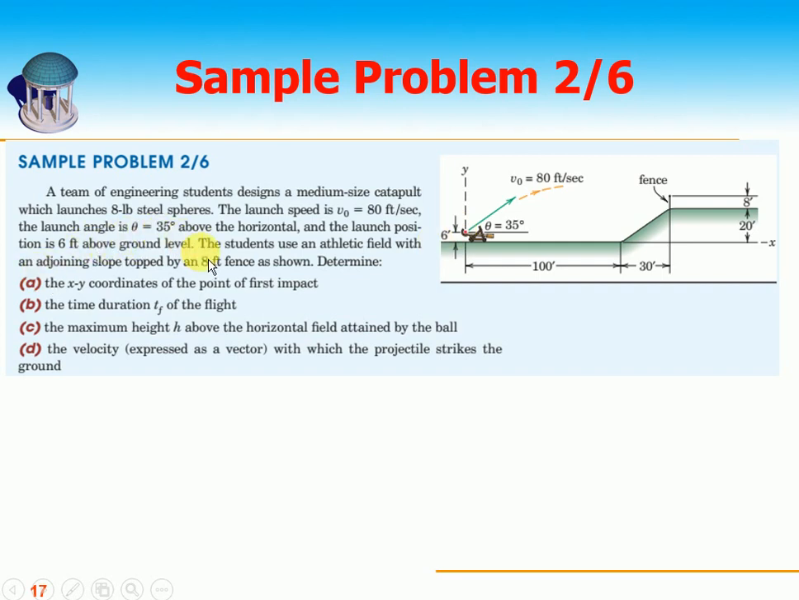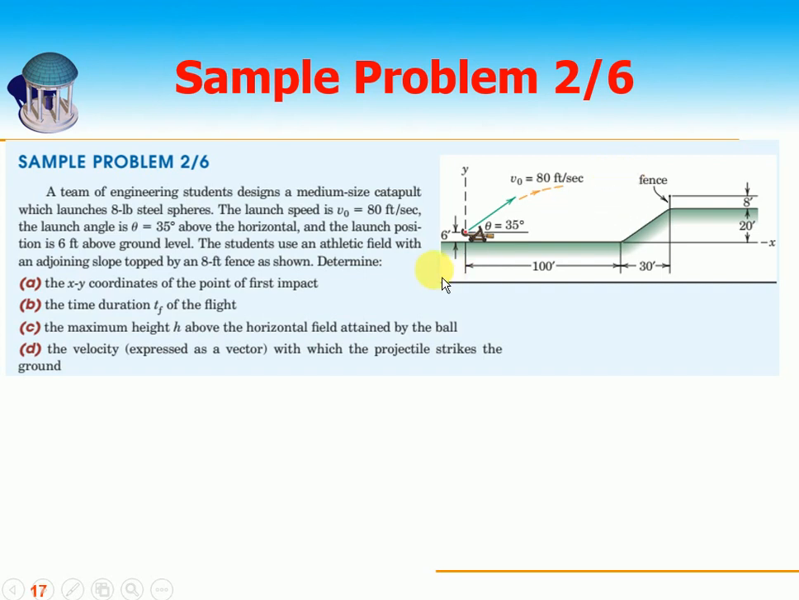The students use an athletic field with an adjoining slope topped by an 8 feet fence, as shown. This is the 8 feet. Determine the xy coordinate of the point of first impact, where the steel ball hits the first time. Then the time duration tf for the flight, how much time it will take to reach that final point. The maximum height h above the horizontal field obtained by the ball. What is the maximum height it will achieve from this horizontal?